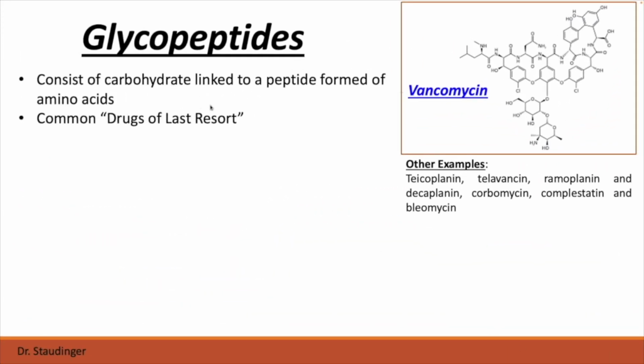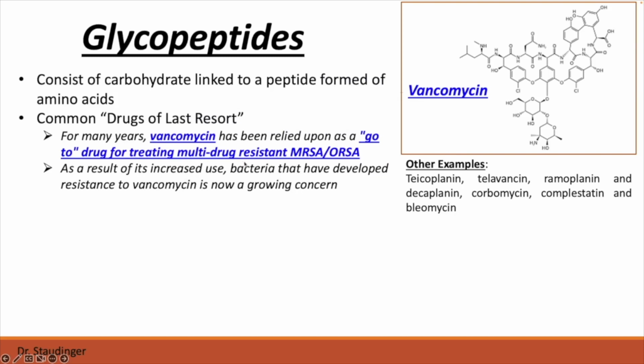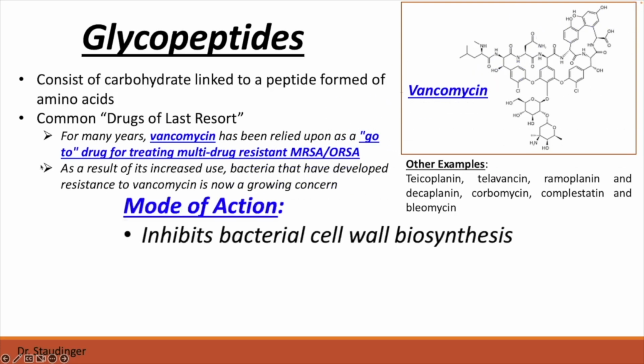Glycopeptides, including vancomycin, are common drugs of last resort. For many years, vancomycin has been relied upon as a go-to drug for treating multi-drug resistant MRSA and ORSA. As a result of its increased use, bacteria have developed resistance to vancomycin, and that is now a growing concern.